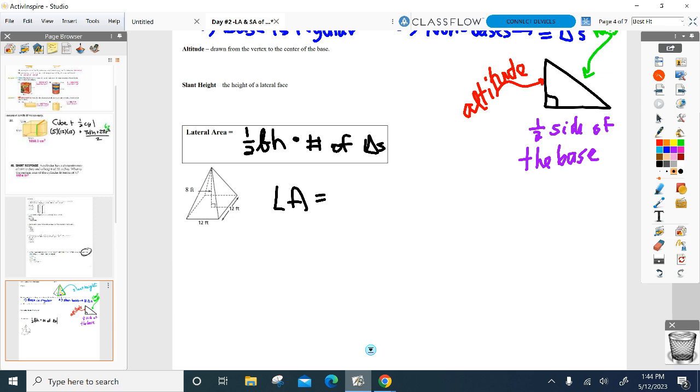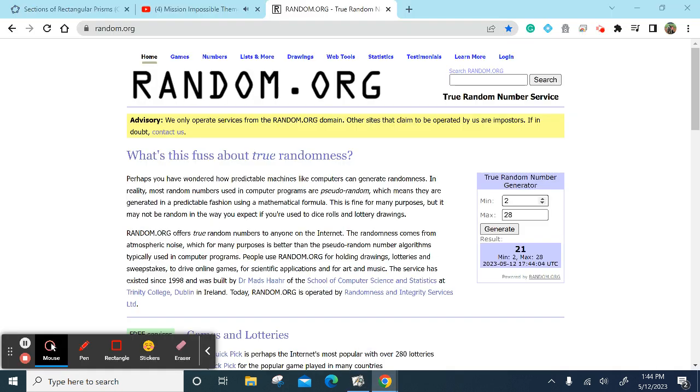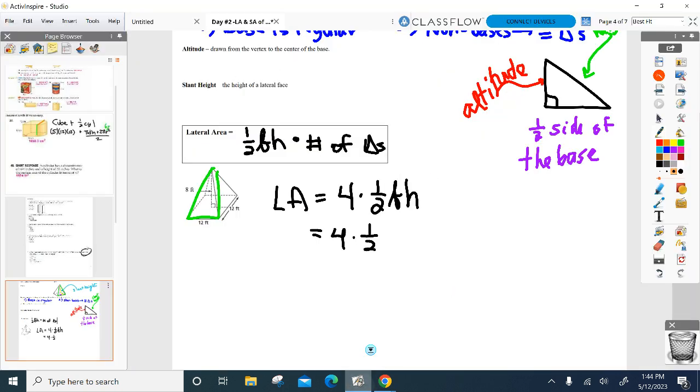How many triangles are going to be on the faces? 4 times 1/2 BH, right? Again, there you go. We'll keep it going. Again, I need the area of one of these faces right now. So what's the base on that? What's the base on that face? 12? Got to keep focused here.